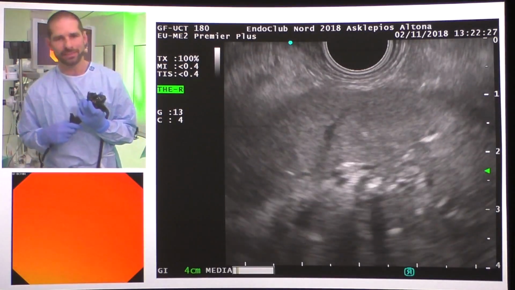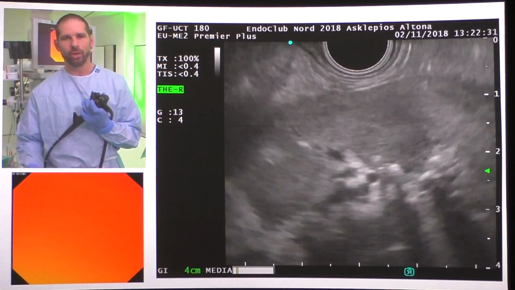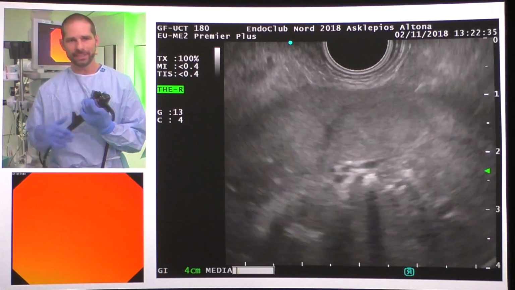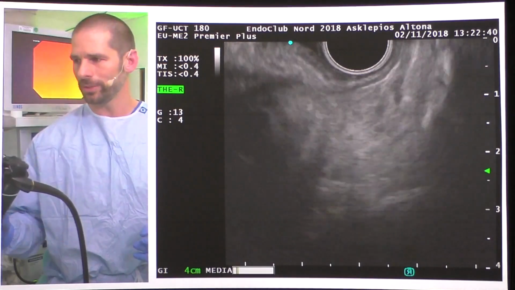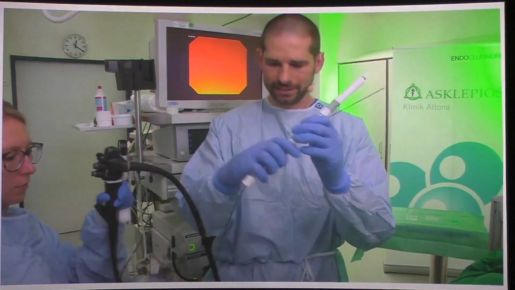Now I want to puncture for further diagnosis to clarify whether it's already a tumor, whether it's high grade, and to discuss with the surgeons how to operate. And we use an FNB needle for this. I briefly explain the needle to you.